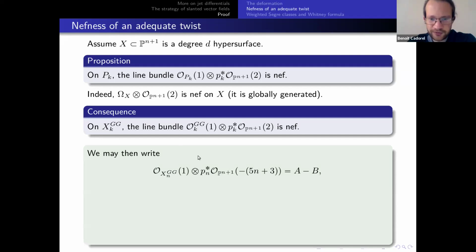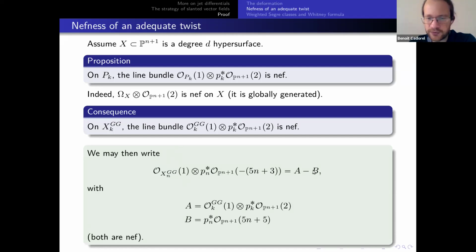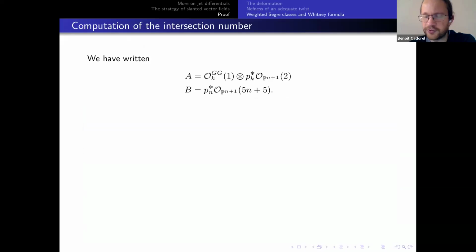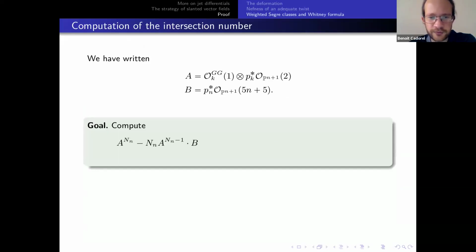And so now you may write your twisted tautological line bundles as the difference of two nef line bundles, A and B, so I hope I didn't mess it up. So A is that one, the one we had before, and B is just 5n plus 5 times the hyperplane section on the hypersurface. Okay, so you have your A and B, and now you want to compute your intersection number. So let's do that. Recall that you have written A and B that way. And the goal is to compute this number, which is an integer.